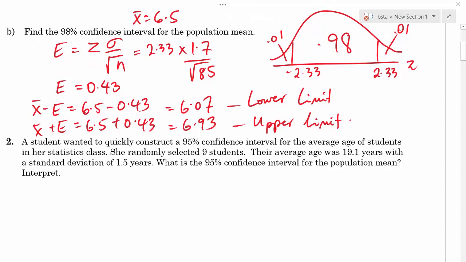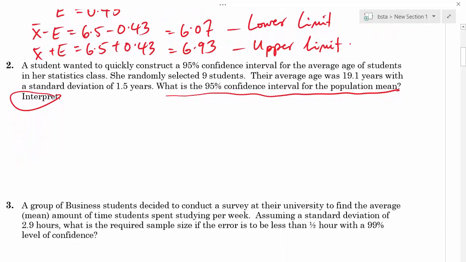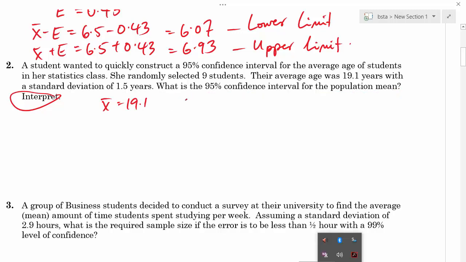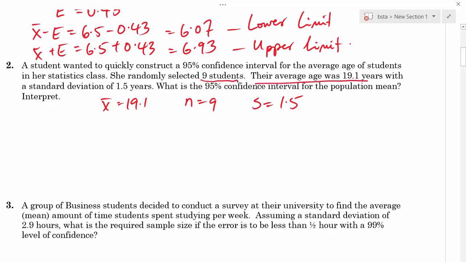Number 2. So in number 2, we want a 95% confidence interval for the population mean, and we are also required to interpret that interval to state what it means. We're told that the sample mean here is 19.1, which again is your point estimate. N is 9. She selected 9 students, as you can see there. Standard deviation is 1.5. Now, this is going to be sample standard deviation because it's obtained from a sample. It says their average age was 19.1 with a standard deviation of 1.5. So here we're referring to the standard deviation of that sample.